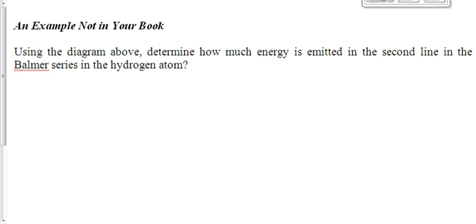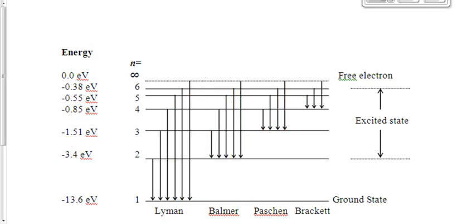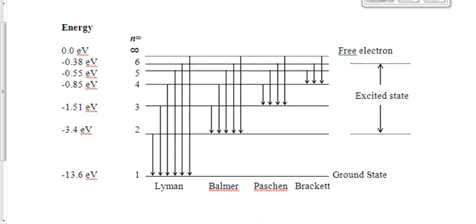All right, let's do a couple questions here. The first question in your notes, you don't have to copy this down, says, using the diagram above, determine how much energy is emitted in the second line of the Balmer series in the hydrogen atom. Well, I told you, you don't need to know what the Balmer series is. The good news is, in this diagram, we're told what the Balmer series is. It's electrons making a transition from a higher level to the second level. The second line of the Balmer series is this one. This is the first one. This is the second one. And that's a transition from level 4 to level 2.